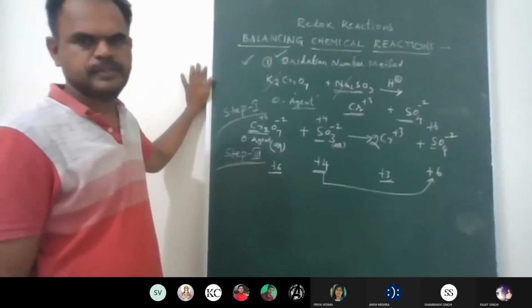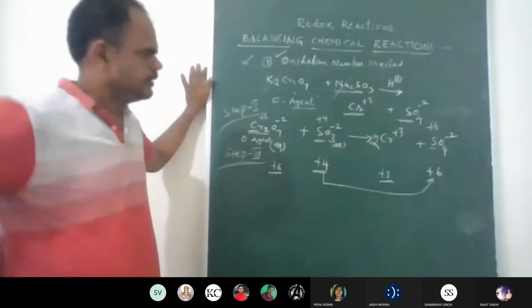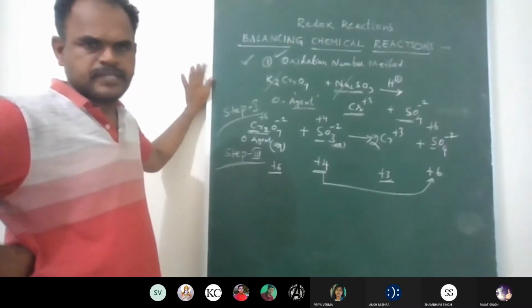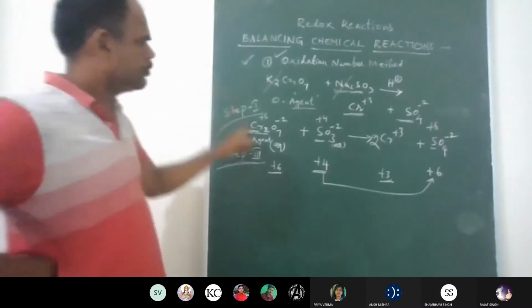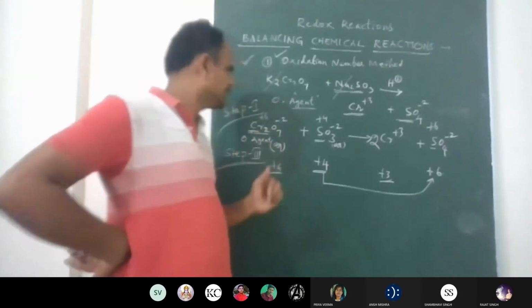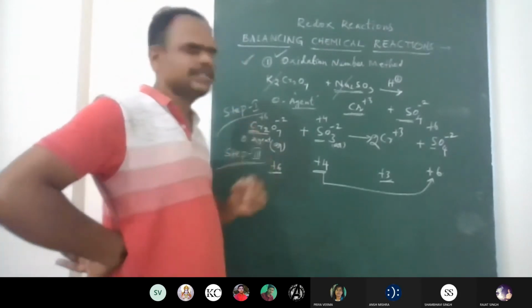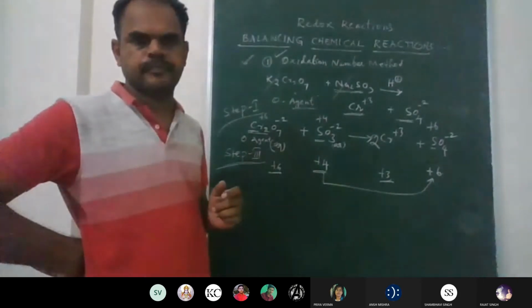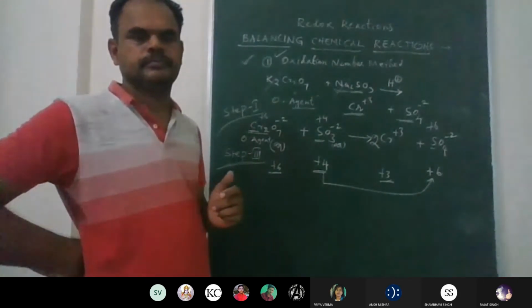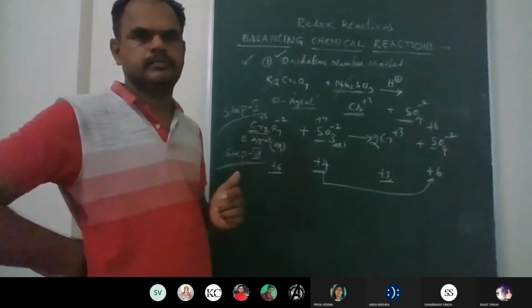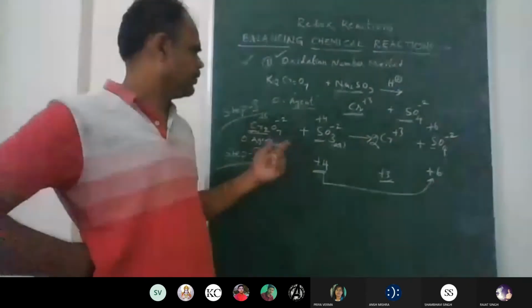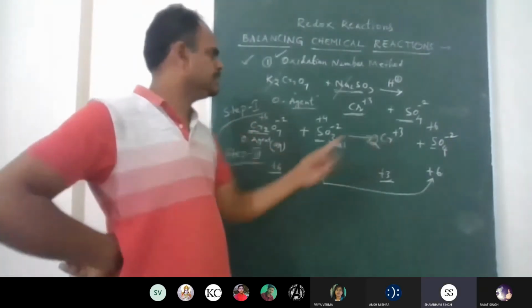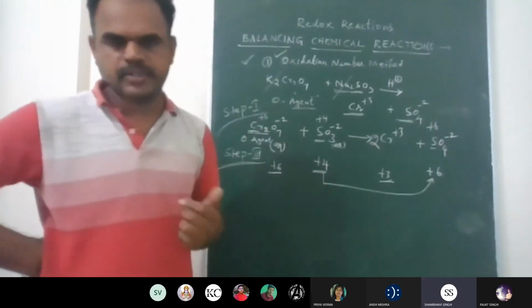Plus 2 is a difference. That means 2 electrons difference, right? But chromium is gaining how many electrons? One chromium is gaining how many electrons from the sulfur? One chromium is, so plus 6 to plus 3 changing means 3 electrons, no?